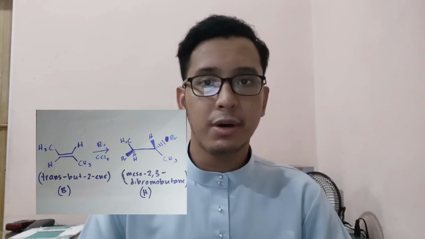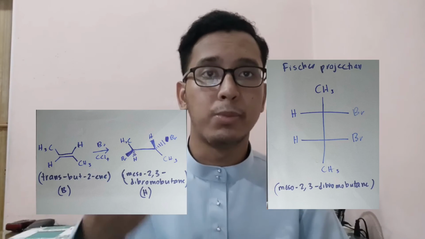But this is inconsistent with a carbocation intermediate, because free rotation of the alkane would allow all possible 2,3-dibromobutane products to form from either isomer of but-2-ene. So here is the 3D notation of the meso-2,3-dibromobutane, and here is the Fischer projection of meso-2,3-dibromobutane. That's all from us. Thank you.